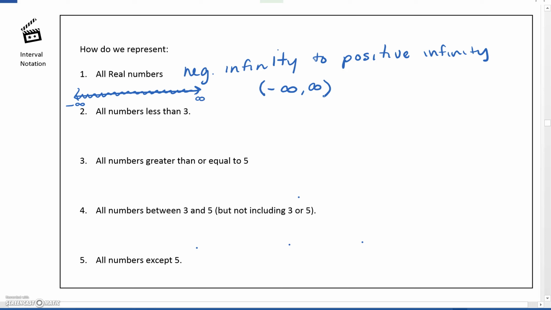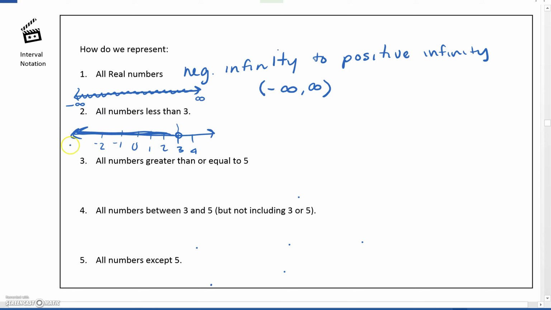Okay, then we might see something like all numbers less than 3. So if we think of the number line, maybe this is 0, 1, 2, 3, 4. We have -1, and so forth. So less than 3. We want 3, but we're not going to include it since it doesn't say including 3. So we could put an open dot or you could put a parenthesis there, and we want everything to the left, everything less than. Now, we always read our graphs from left to right, just like you're reading.